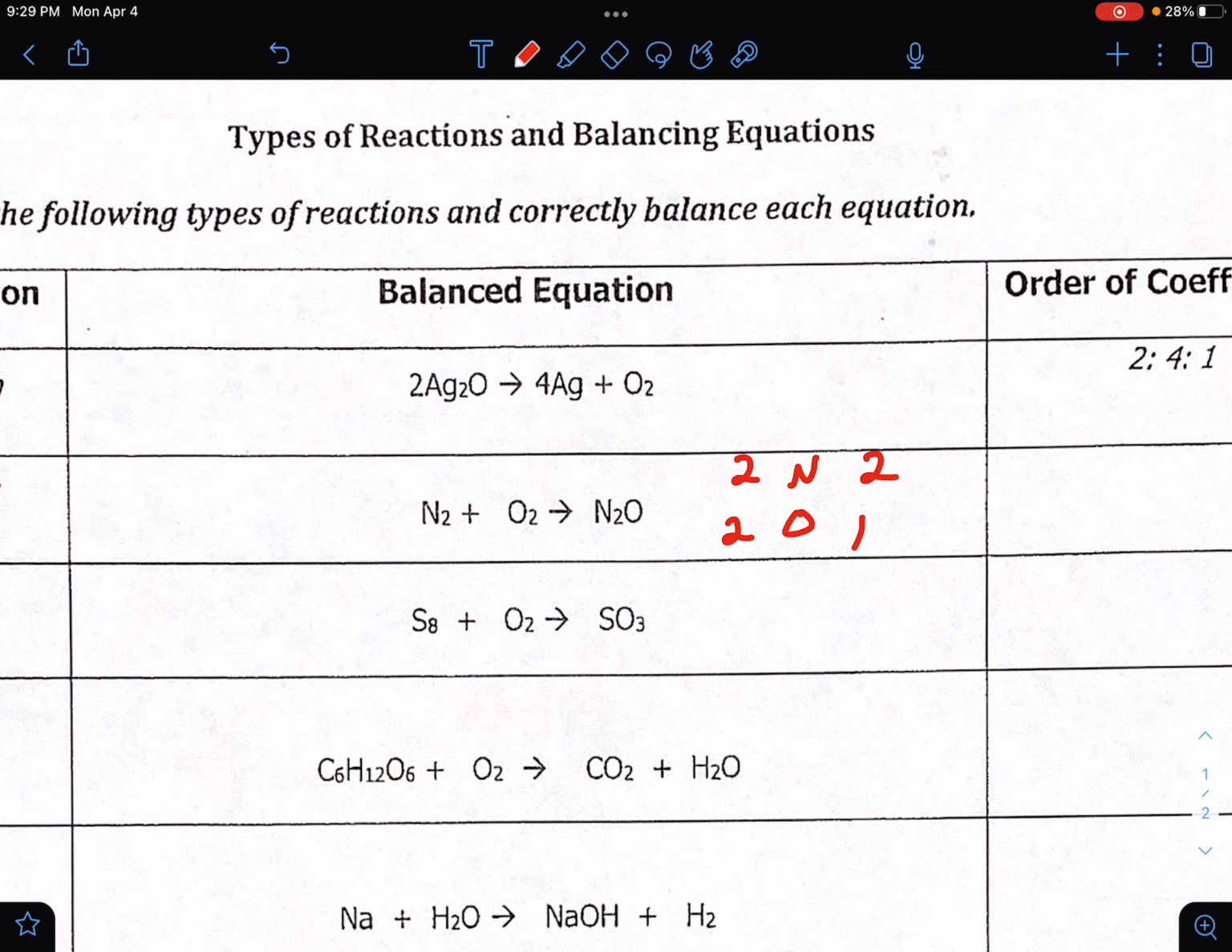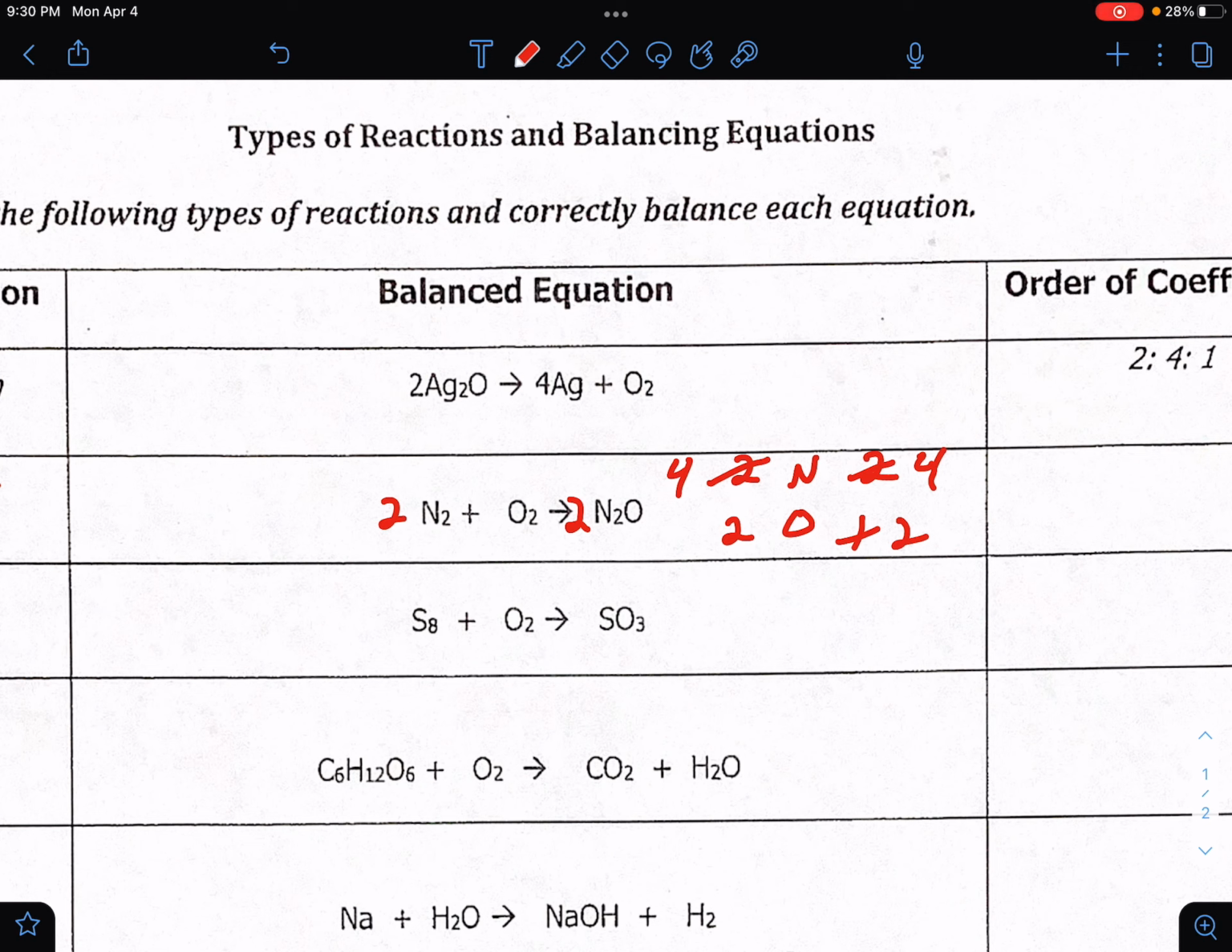What I would need to do is put a 2 in front of this N2O. That would fix my oxygens to 2, but now that actually multiplied my nitrogens to a 4. So now I have 4 nitrogens on my right side, and I need to go back and fix my nitrogens. If I have 2 nitrogens on the left, but I need 4, I'm going to put a 2 in front of here. And now I have 4. So my numbers all match, so everything is balanced out.